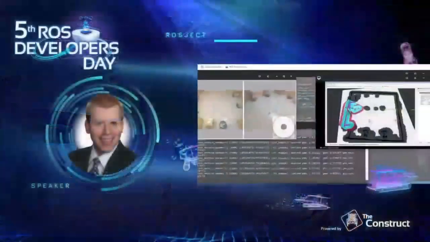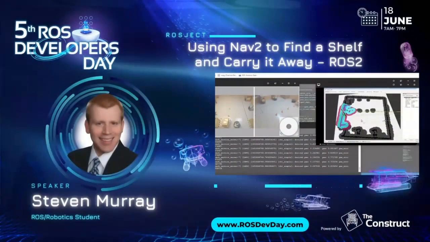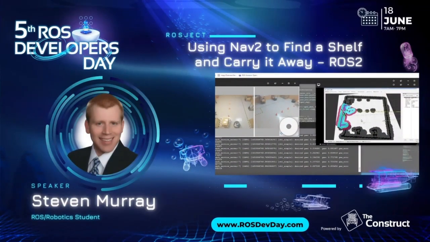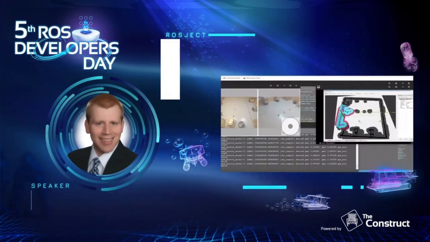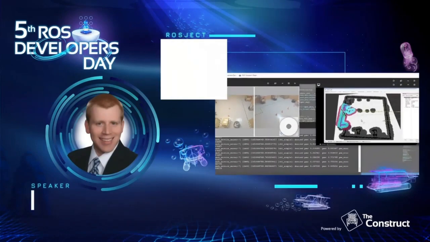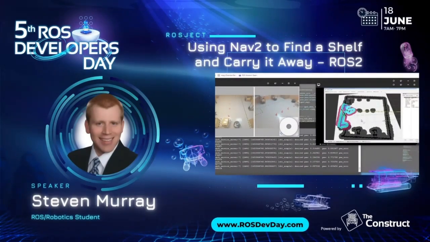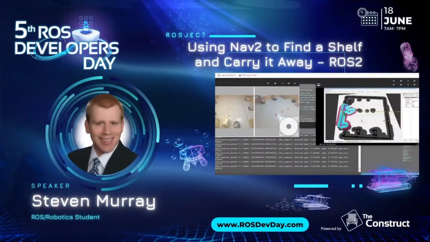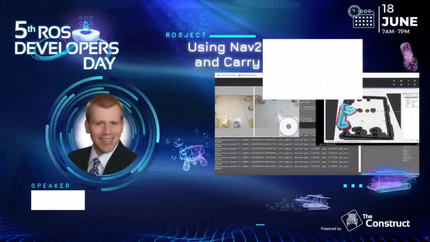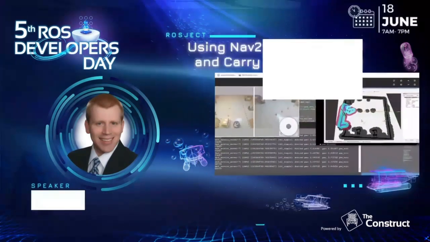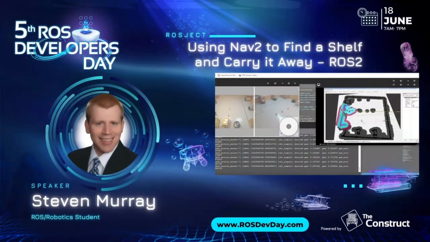Okay, so the next speaker is Steven Murray. Steven is a student in process that has created very interesting projects for warehouse robots. For warehouse robots, one of the most important features is to be able to detect the shelves that it has to carry around, then attach to them, and then bring the shelf wherever it is necessary. So in this speech, Steven is going to show us a ROS2 software design process, using the warehouse automation case as a typical study for this. So let's welcome Steven. Steven, are you there?